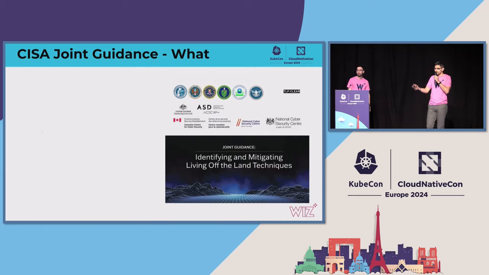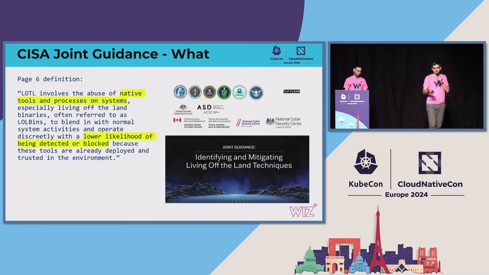For the updated definition, I want to take you to the CISA joint guidance. They released it on February 10th, if I'm not mistaken. So pretty much a month ago, CISA and allied agencies released guidance for on-prem and cloud living off the land techniques. Even though they released it past our CFP submission and acceptance, we thought it would be a shame not to include it, because their thoughts really resonated with us. So let's take their definition. Native tools and processes on systems, and I would also add workflows. And second, a lower likelihood of being detected or blocked. I think those two important points together make up the definition.